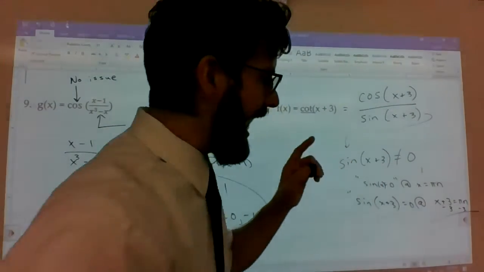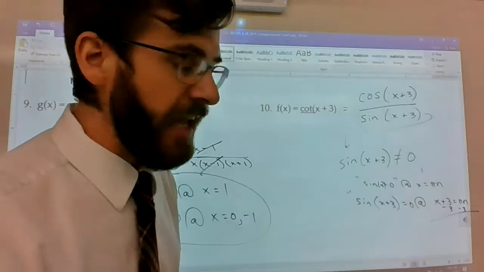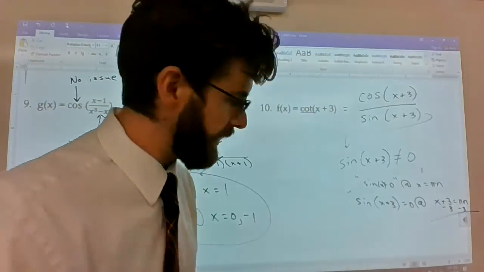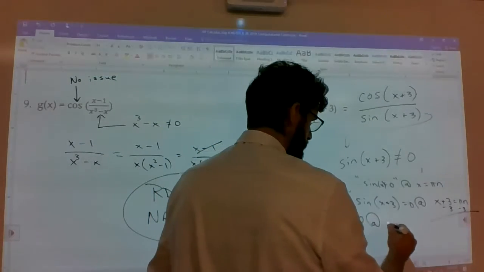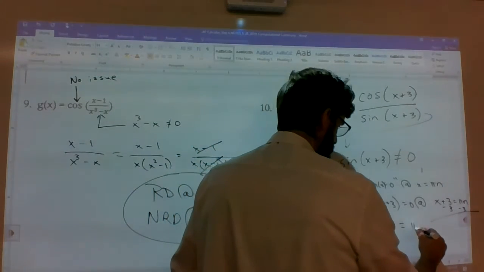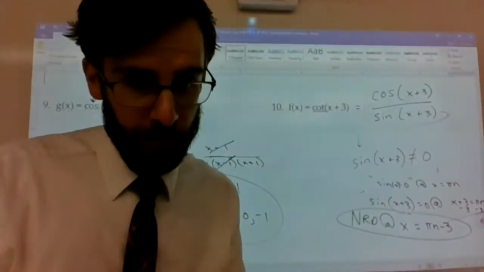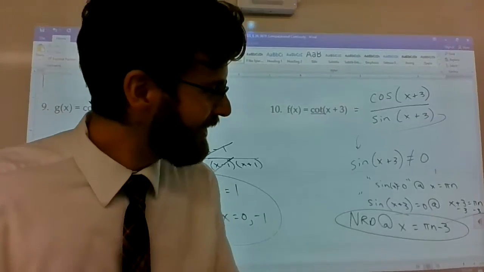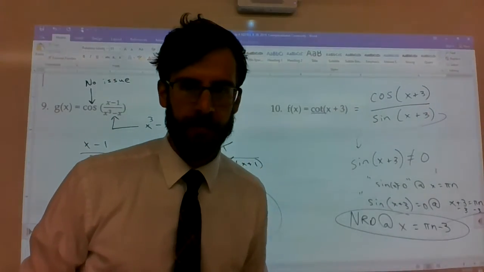So, at x equals pi n minus 3, we have non-removable discontinuities. And of course, they're non-removable because we couldn't divide out the domain issues that remain there.